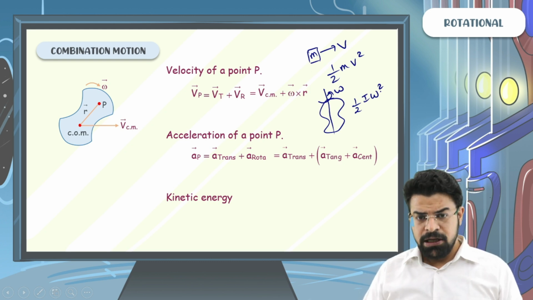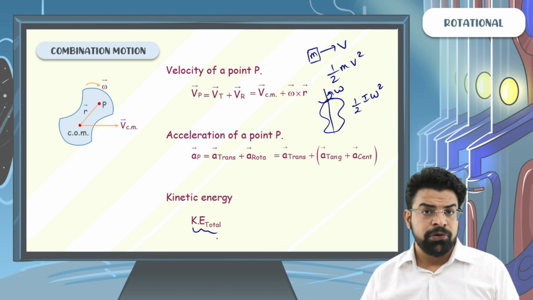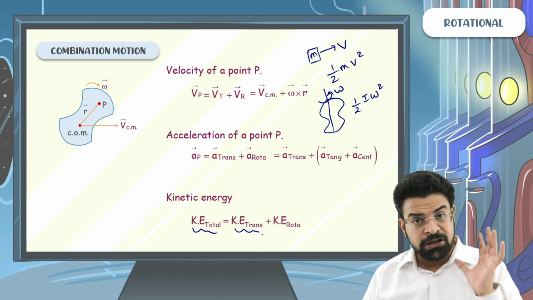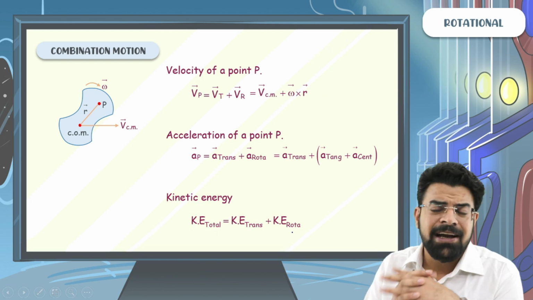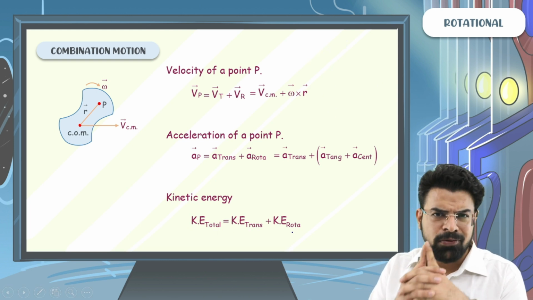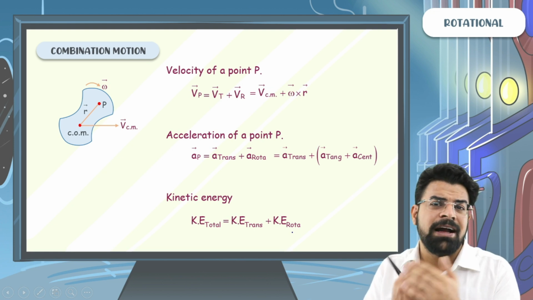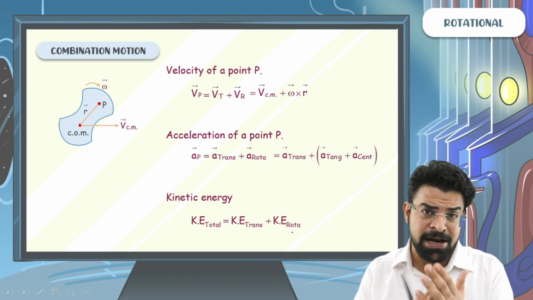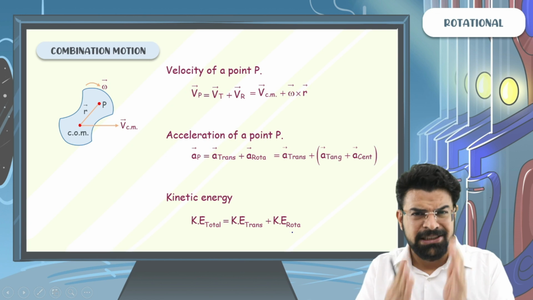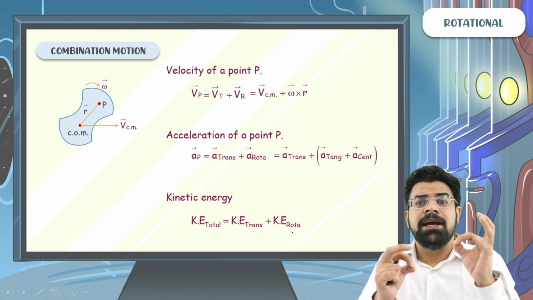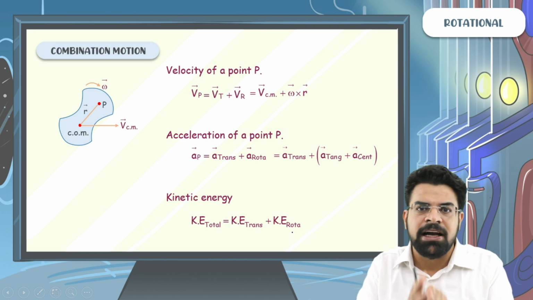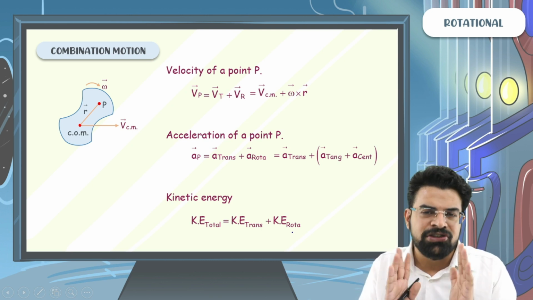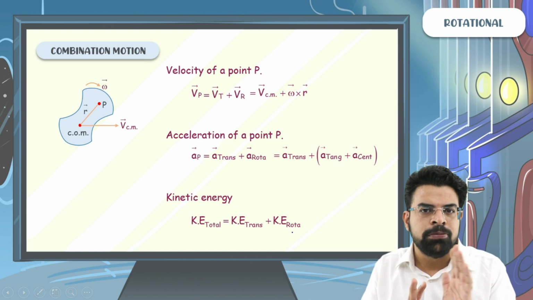So you will say the total kinetic energy equals the kinetic energy due to translation plus the kinetic energy due to rotation. Remember that kinetic energy is not at all a vector quantity, it's a scalar. Moreover, kinetic energy of a body can't be negative. Kinetic energy has to be positive. The change in kinetic energy can be negative. If the kinetic energy decreases, we say that the change in kinetic energy is negative. But beta, in general, kinetic energy of any body has to be positive.